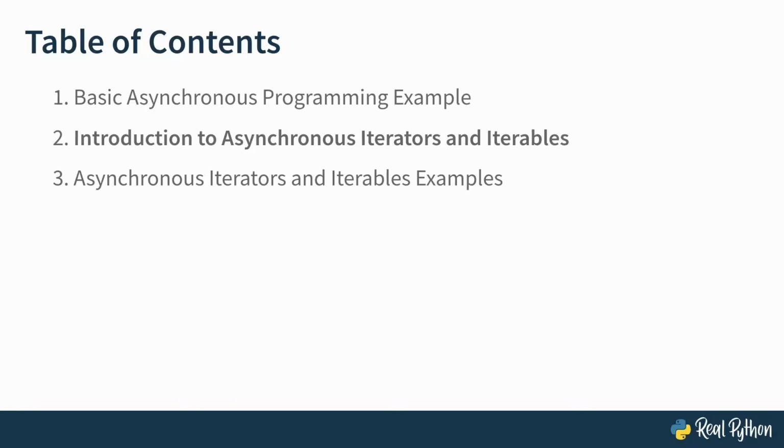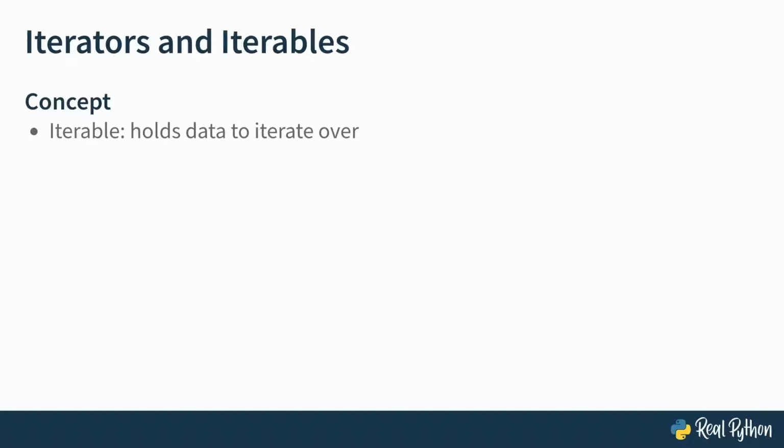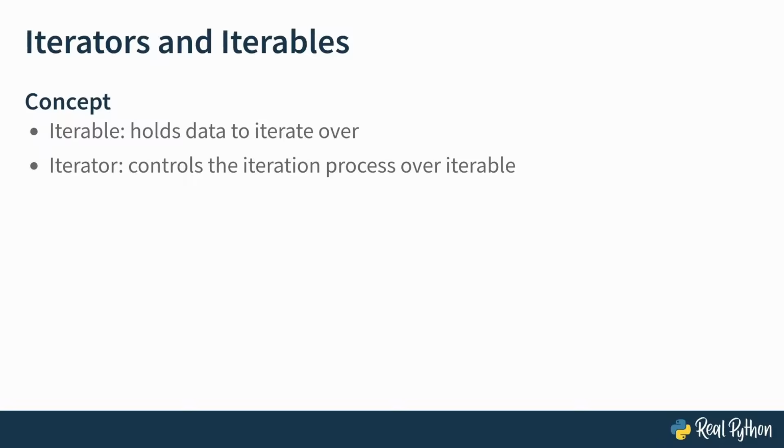So now that you are familiar with async programming, you're moving on to the introduction to asynchronous iterators and iterables. Now, to start with, though, forget asynchronous programming for a second and just focus on the concepts of iterators and iterables. Now, what is an iterable? An iterable you can think of as a container of data that can be iterated over, such as a list, for example. And what is an iterator? Well, an iterator you can think of as the object that controls the iteration process over your iterable.